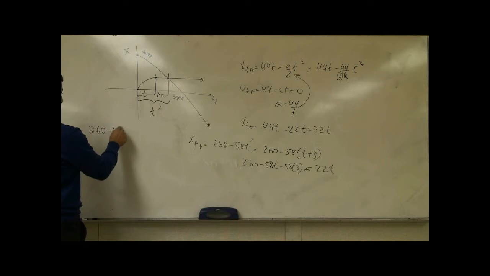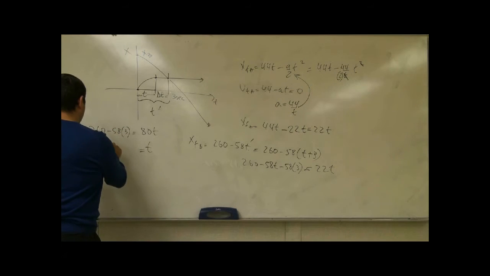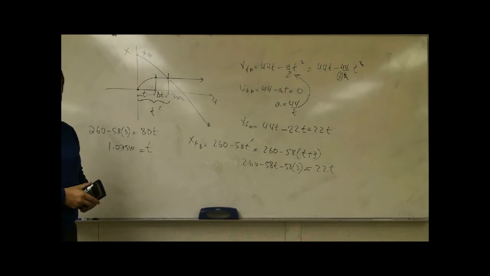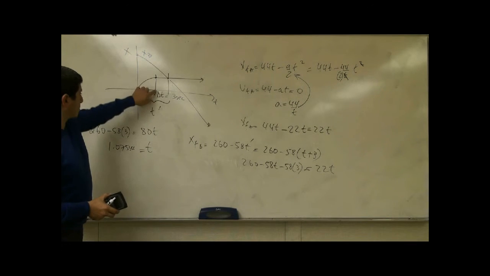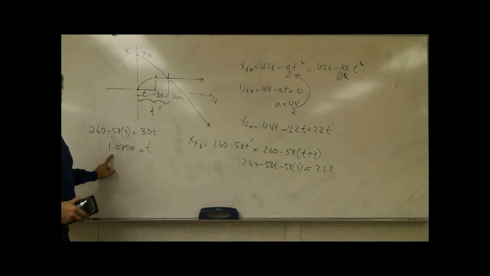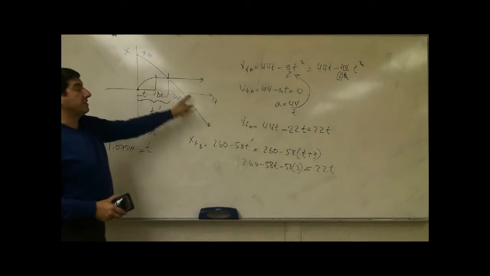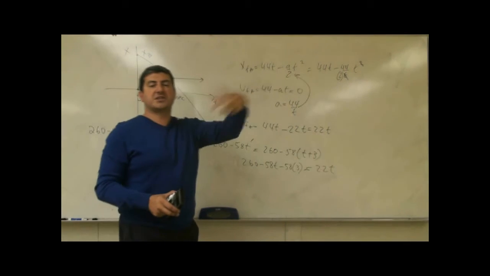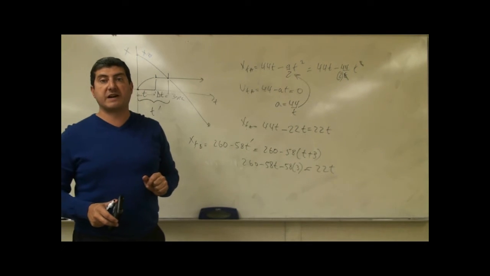minus 58 times 3 is t equals 1.075 seconds. That means this train has to stop very quickly. It has to stop in 1.075 seconds, and then 3 seconds more will make that what? 4.075 seconds. Train A is going to hit train B in 4.075 seconds, right?